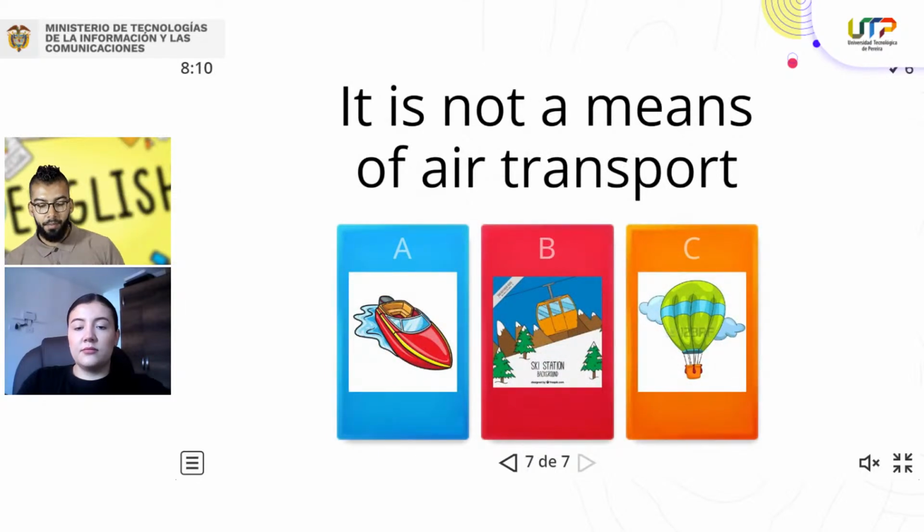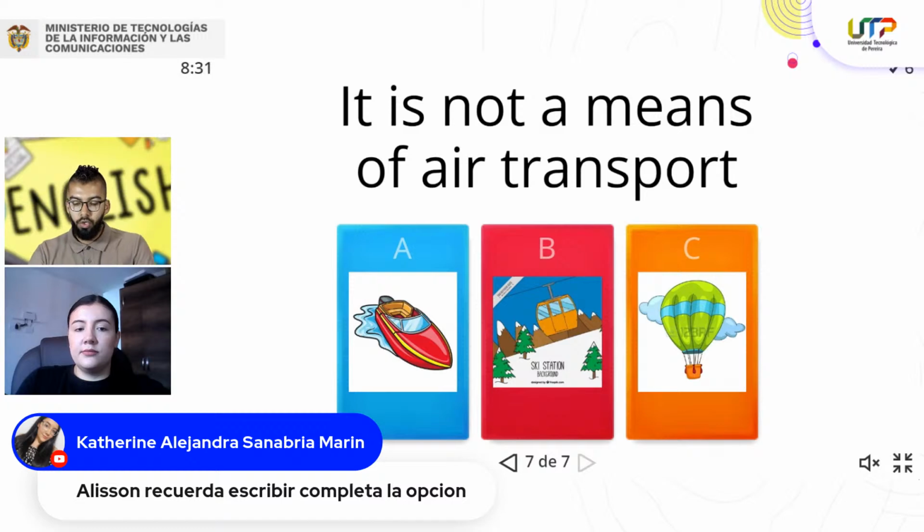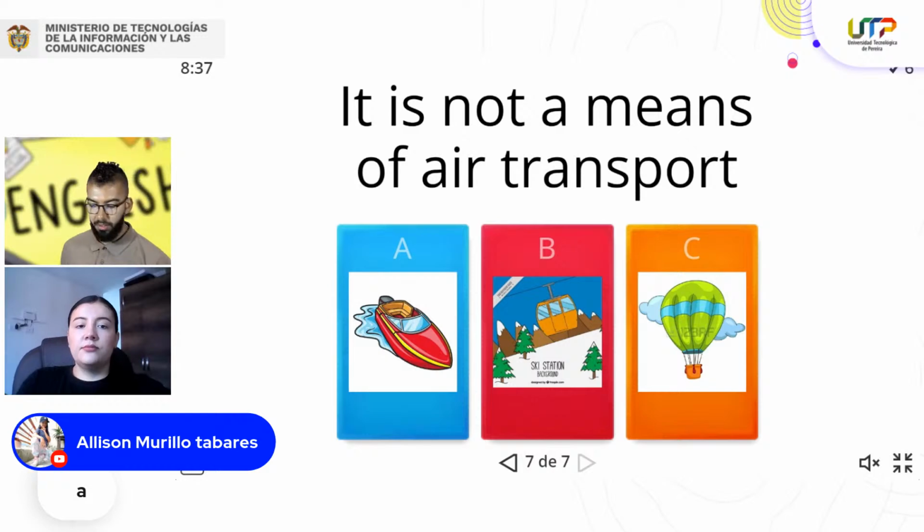Excellent. Number 7, tenemos otra negativa. This is not a means of air transportation. All right? Options A, B, and C. Do you remember the names of these means of transportation? We will check it in a second. Do we have any answer, teacher? Yes, we already have some answers.